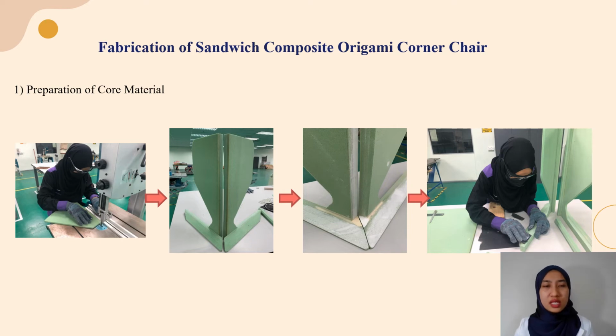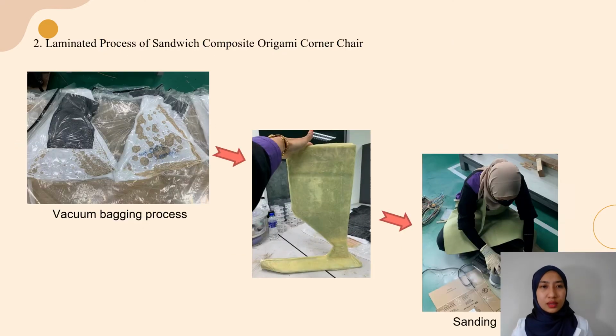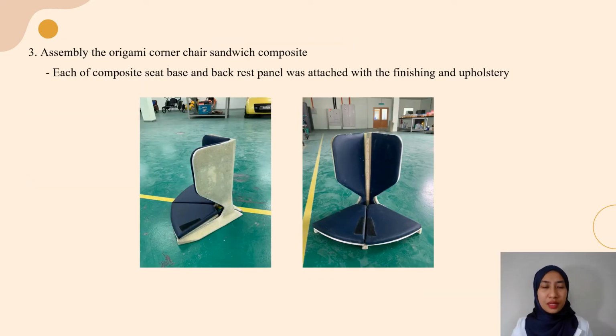So the next process is fabrication of the sandwich composite origami corner chair. First is preparation of the core material. Second, the laminate process of the sandwich composite origami corner chair, which is vacuum bagging and sanding. And the third is assembly of the origami corner chair sandwich composite, where each composite seat base and backrest panel was attached, with the finishing and upholstery.